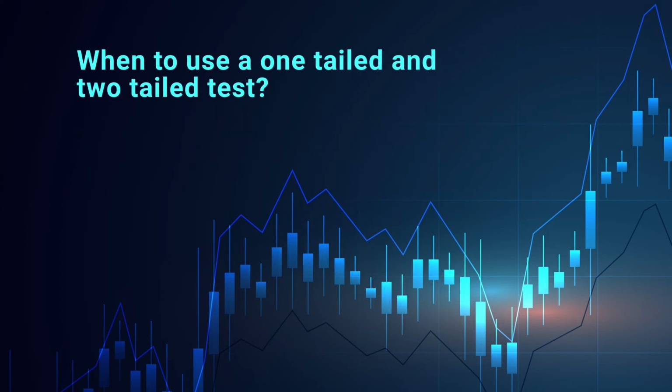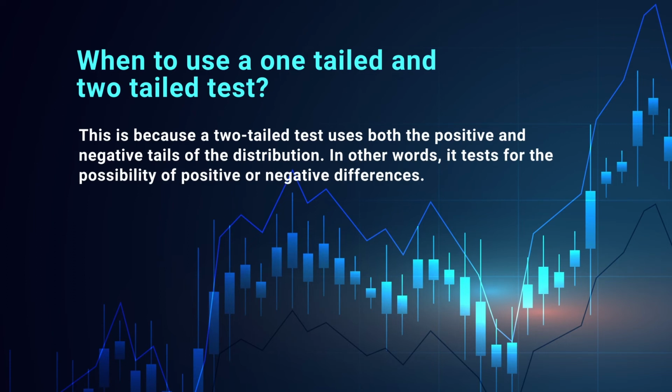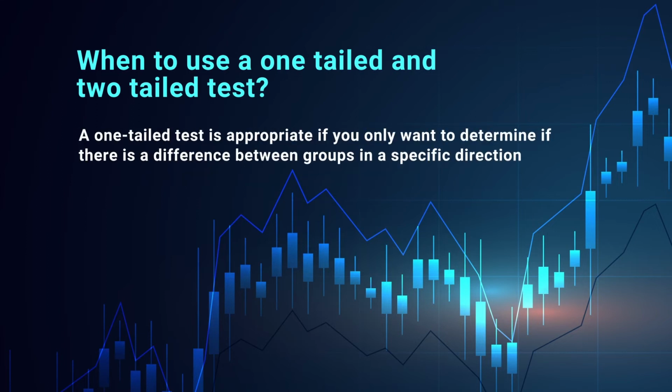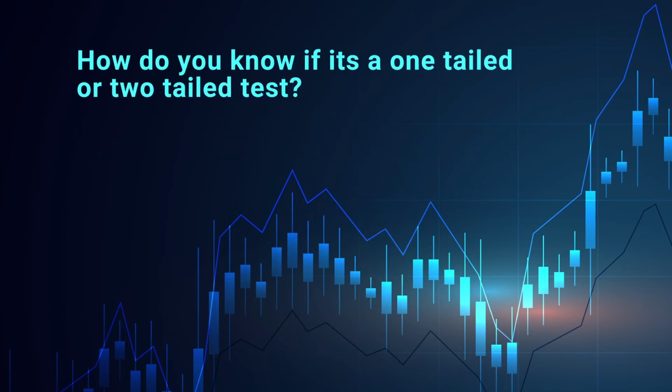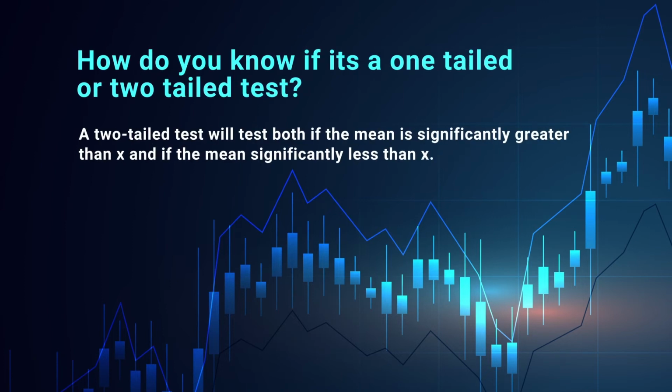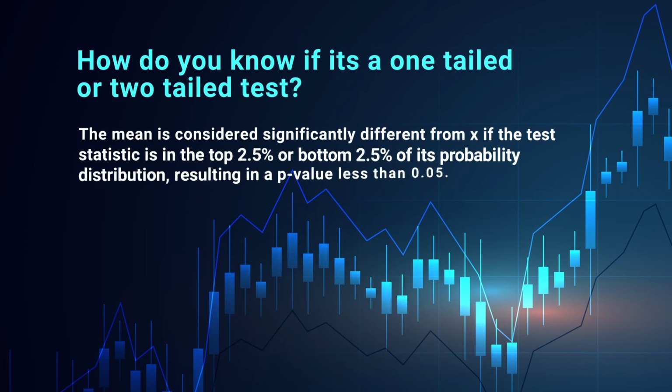So when should you use a one-tailed and a two-tailed test? A two-tailed test uses both the positive and negative tails of the distribution. In other words, it tests for the possibility of positive or negative differences. A one-tailed test is appropriate if you only want to determine if there is a difference between groups in a specific direction. So how do you know if it's a one-tailed or two-tailed test? A two-tailed test will test both if the mean is significantly greater than x and if the mean is significantly less than x. The mean is considered significantly different from x if the test statistic is in the top 2.5% or bottom 2.5% of its probability distribution, resulting in a p-value less than 0.05.